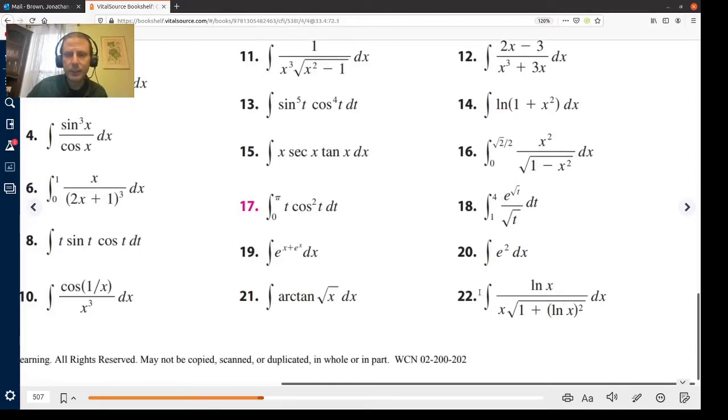For 22, I would let u be natural log of x. Du dx is showing up as 1 over x. It's already there, and you're just going to wind up with u over the square root of 1 plus u squared, which could then be solved. Honestly, that could just be solved doing another substitution. In fact, you could have done it all at once by letting u be 1 plus natural log of x squared.